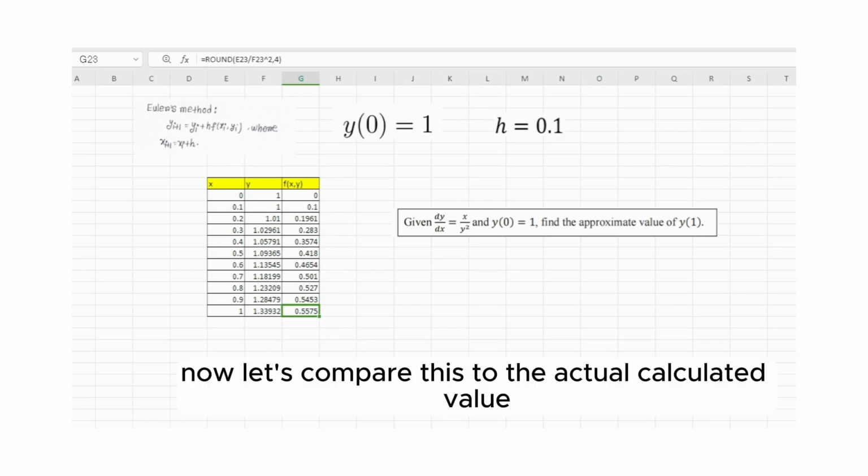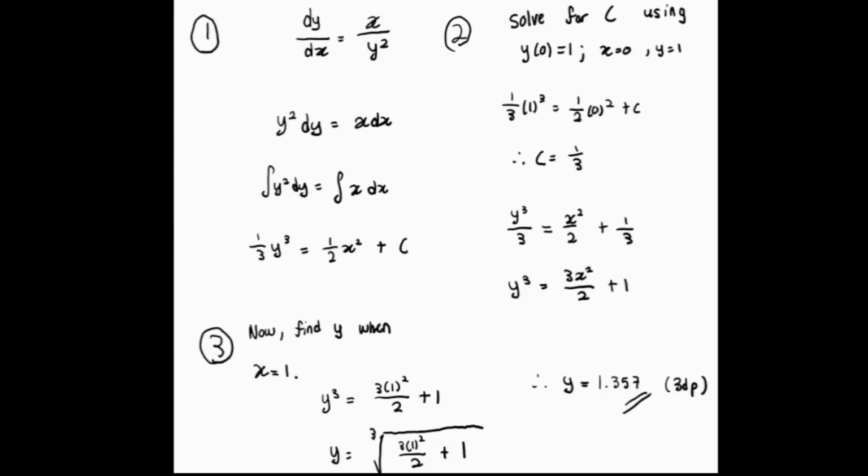Now let's compare this to the actual calculated value. Let's now take a dive into how we can solve for the exact solution and compare it to Euler's method to find the error. We have dy over dx equals x over y squared, and since it is separable, we can go through the normal procedure to get 1/3 y cubed equals half x squared plus c. We can solve for c by using y equals 1 and x equals 0. We'll get c equals 1/3. Now we can find y when x equals 1, which will give us a value of 1.357 in 3 decimal places.